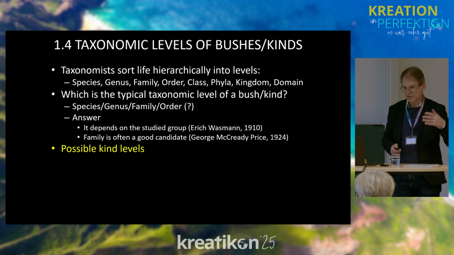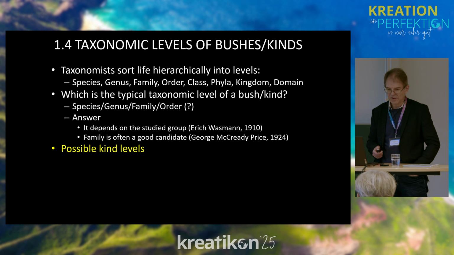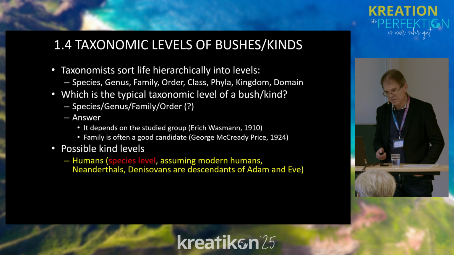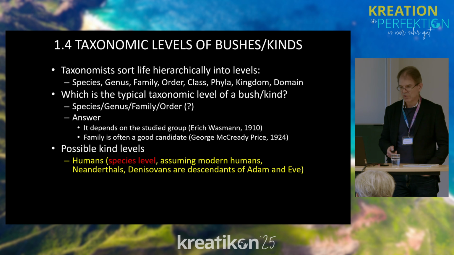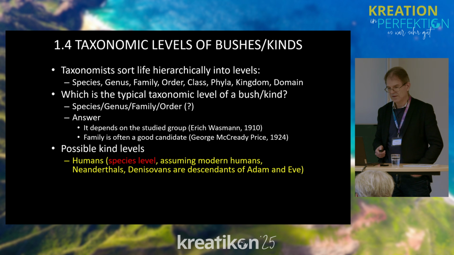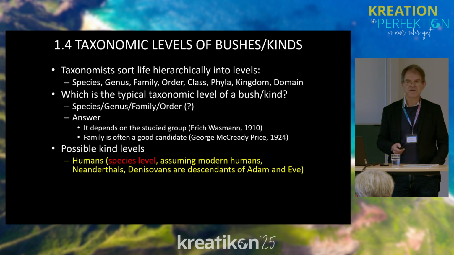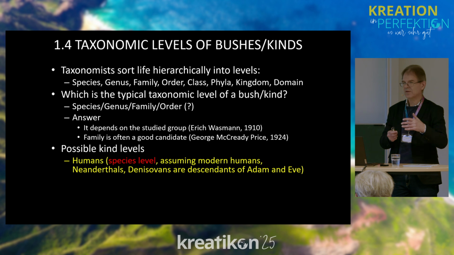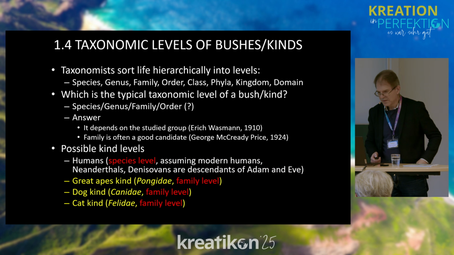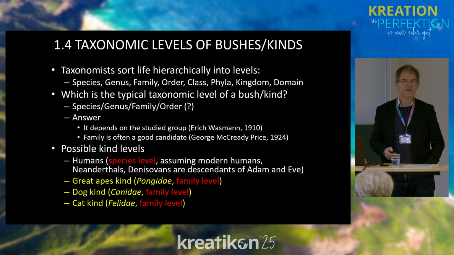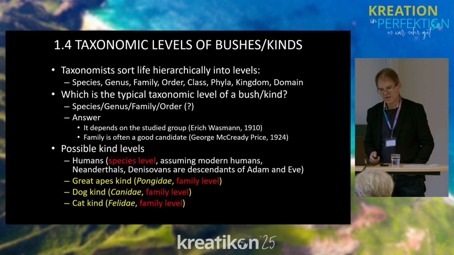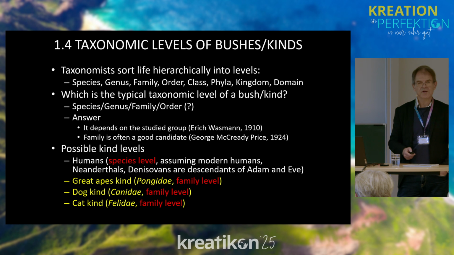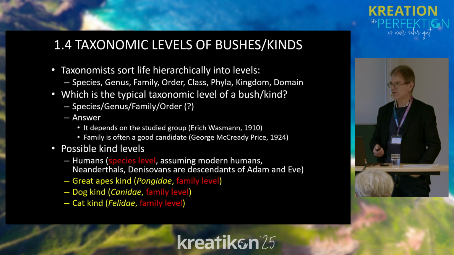So let's suggest some possible kind levels. And I will partly go back to the examples I gave earlier of biblical kinds. We have humans, as I said, including modern humans, Neanderthals, and Denisovans, and we think of all of them as descendants of Adam and Eve. And then humans form their own kind at the species level. On the other hand, the other three suggested kinds that I mentioned, great apes, the dog kind, and the cat kind, taxonomically they are all defined on the family level.